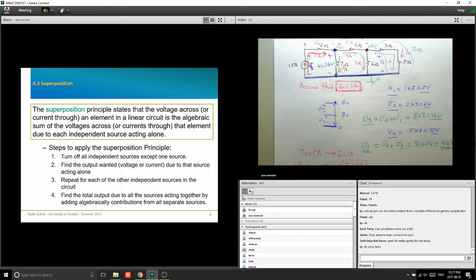The voltage across an element is the algebraic sum of the contributions from the independent sources.